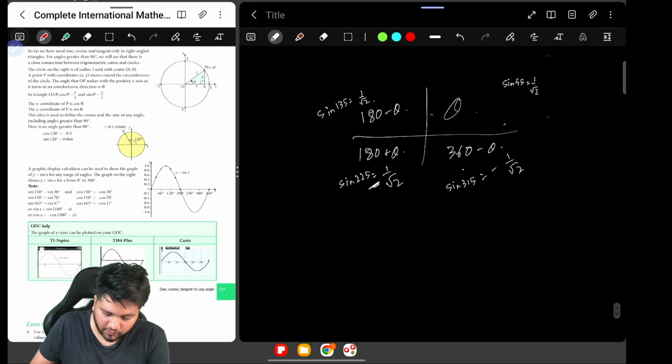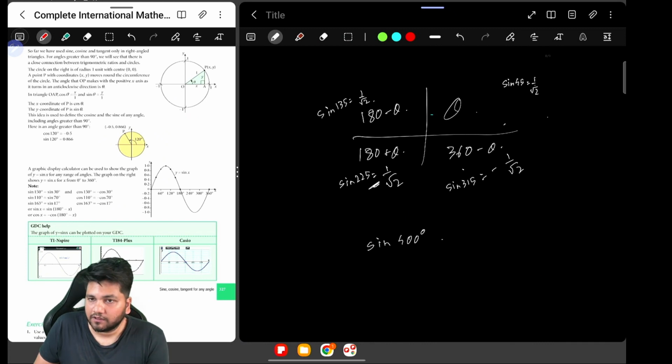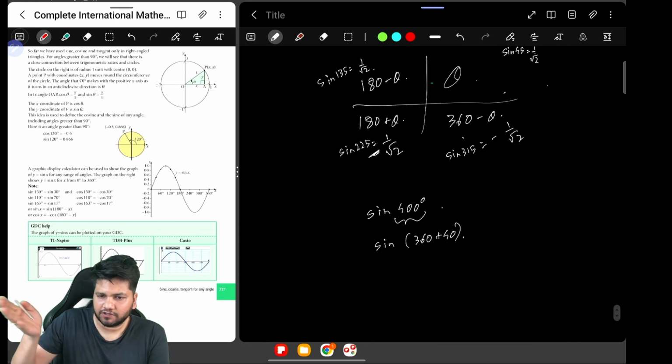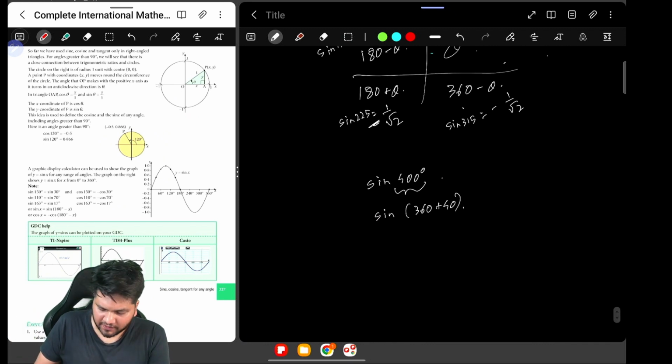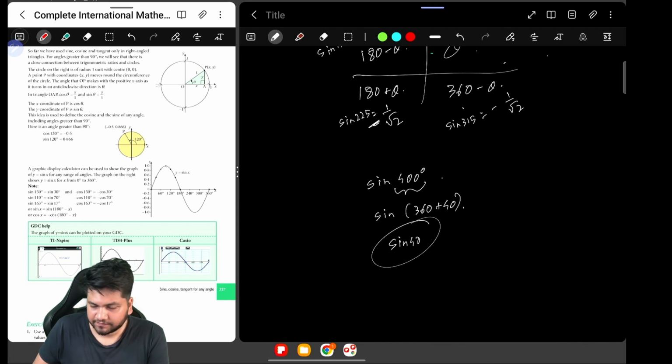Now you will say, sir, what about if the angle is sine 400 degree? Then what? So the thing is, since it's a circular motion, it keeps on repeating. Cycle. It keeps on repeating. So this 400 degrees can be written as sine of 360 plus 40. And whenever this 360, 720, 1080, all these things are repeating, we can just remove it normally, and it's going to be sine 40. That's your answer.